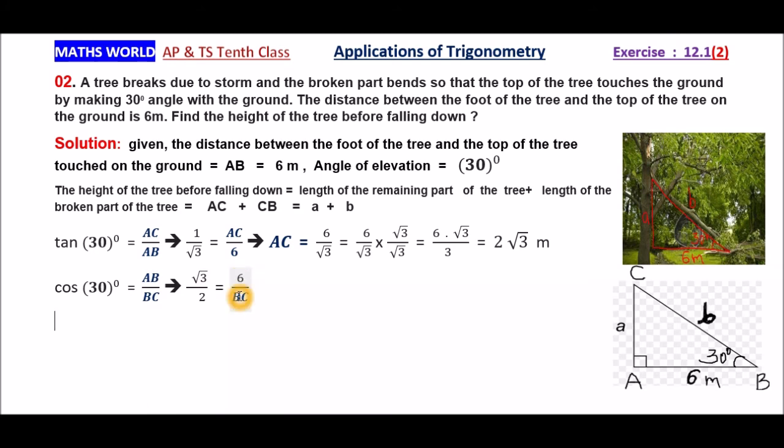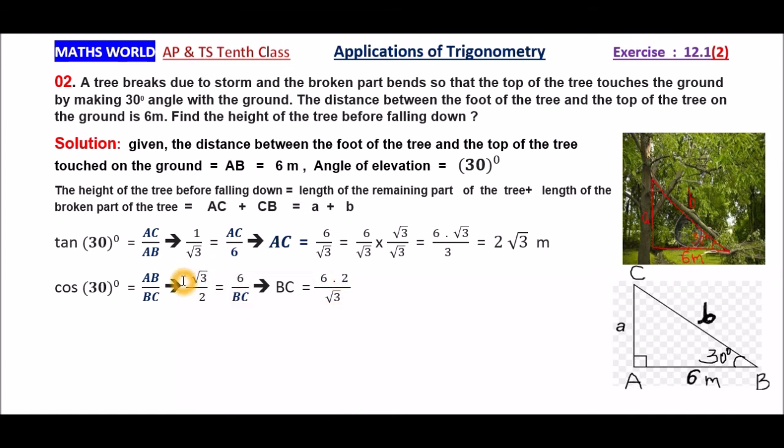And BC is not given, as it is, you write. So that implies root 3 by 2 is equal to 6 by BC. Now I want the value of BC. So send this BC here, cross multiplication. That implies BC is equal to 6 into root 3 by 2 becomes reciprocal. If it comes to the other side, root 3 by 2 becomes 2 by root 3.